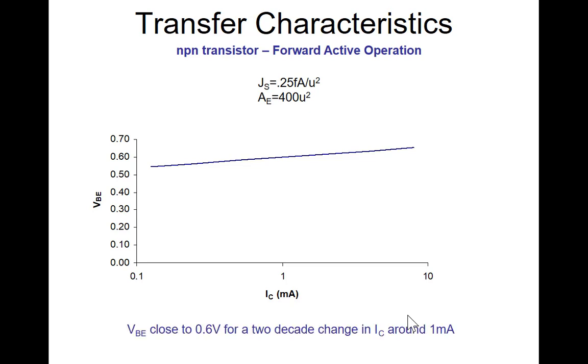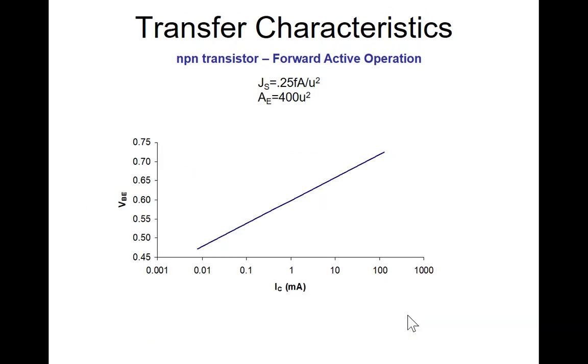I want to point out that the base emitter voltage is close to 0.6 volts for a two-decade change in collector current. Actually, if you go back and look at the slide over a bigger range, from a little less than 0.5 to a little more than 0.7, over almost a 5-decade range, the base emitter voltage doesn't change very much from 0.6 volts. So we get a great big change in current for a very small change in base emitter voltage around 0.6 volts.